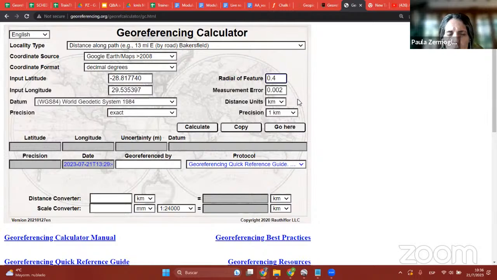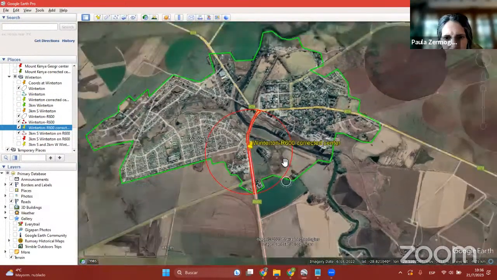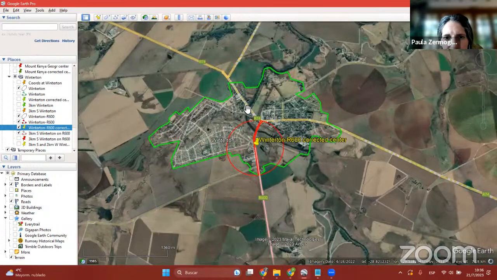And so, now, no, I'm making a mistake here. This is distance along the path. So from here, these are not the coordinates that I have to use. I have to use the following. Sorry, I was mistaken for the other example.